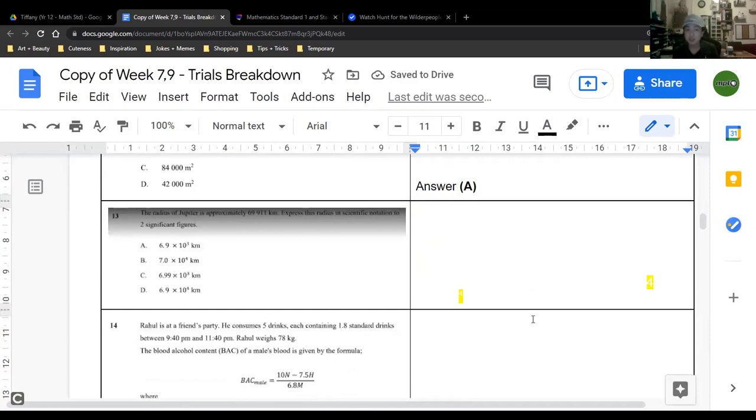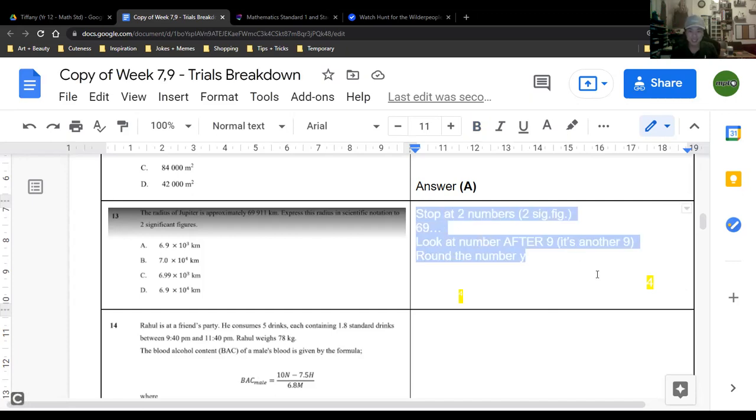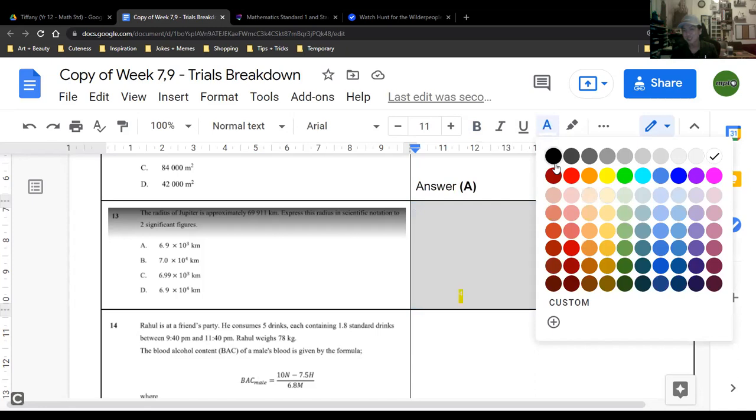The radius of Jupiter is approximately, so this one's a bit hard to see because when Tiffany was screenshotting this, I guess it was near the top of the page. But the radius of Jupiter is approximately 69911. So 69,911 kilometers. Express the radius in scientific notation. So scientific notation isn't specifically covered or anything, but it's still something you are expected to know. So again, I'll pause the video if you want to think about it yourself. And here's the answer. If I can highlight it properly, here we go.